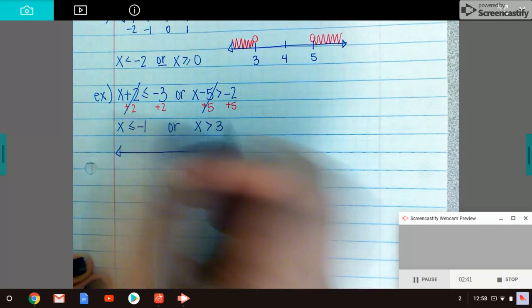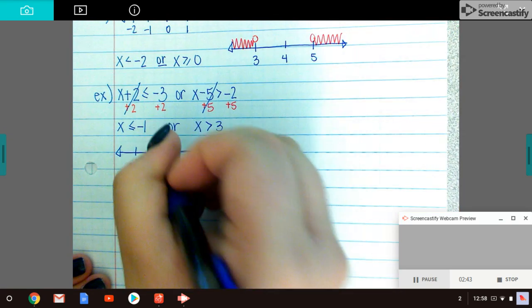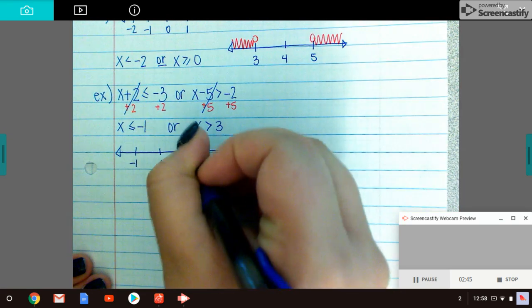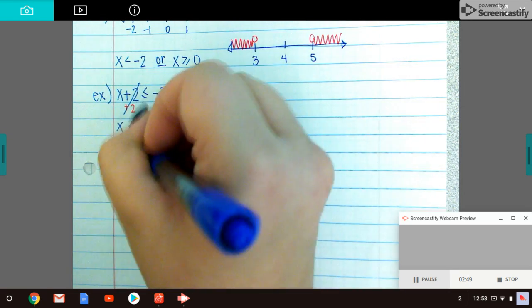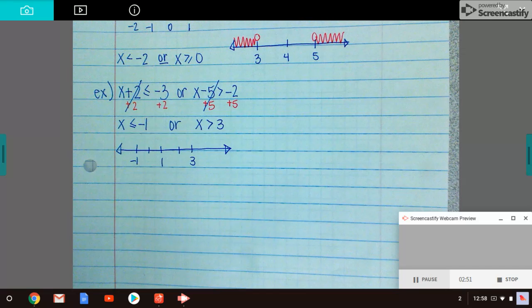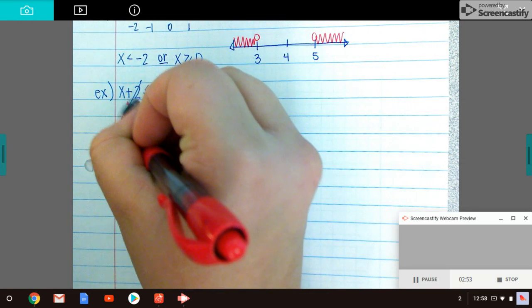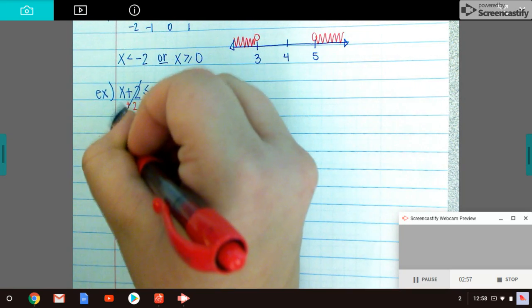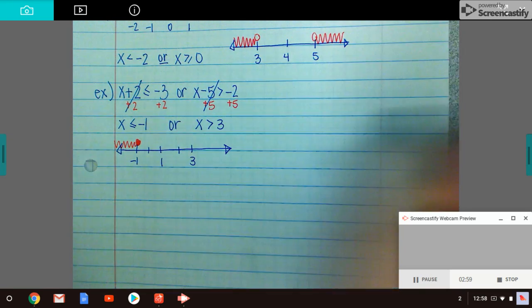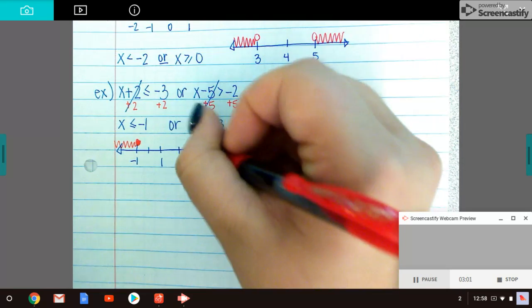So our plot needs to include from -1 up to 3. I counted by 2's there. There's 0 and there's 2. So I've got a closed dot at -1 and shaded to the left. And I've got an open dot at 3 and shaded to the right.